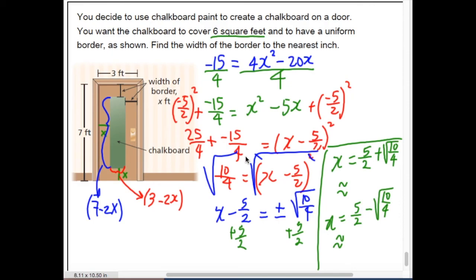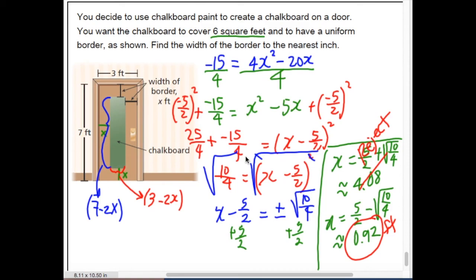And both of them will become approximately 4.08 and 0.92. And here we can reject 4.08 because how can the border be greater than the width of the actual door? That can't be possible. So that's a reject, and we only have one possibility, which is 0.92 feet.